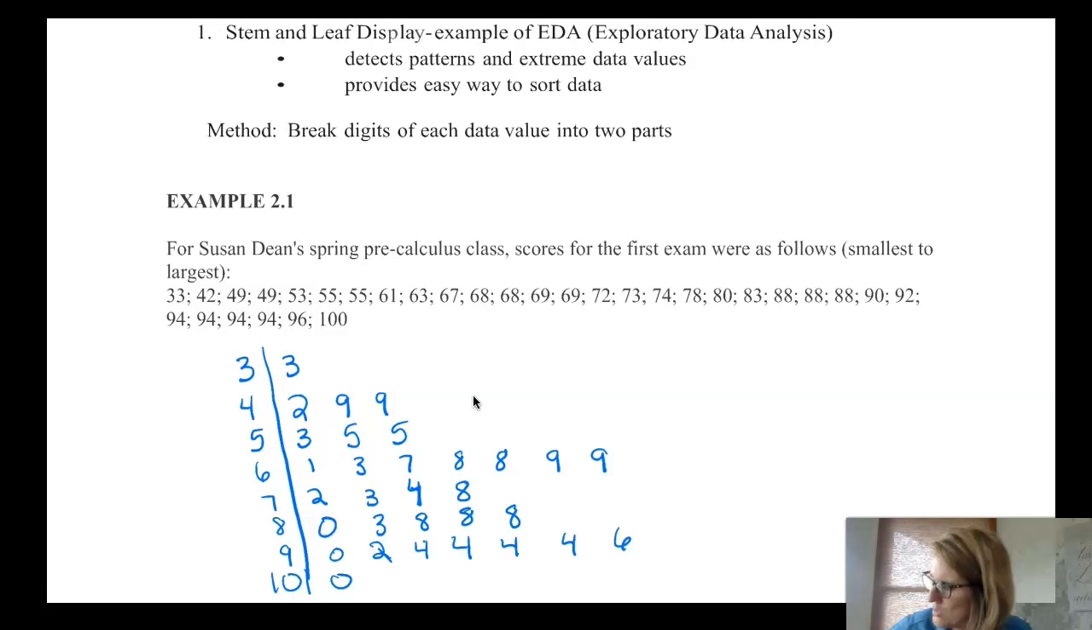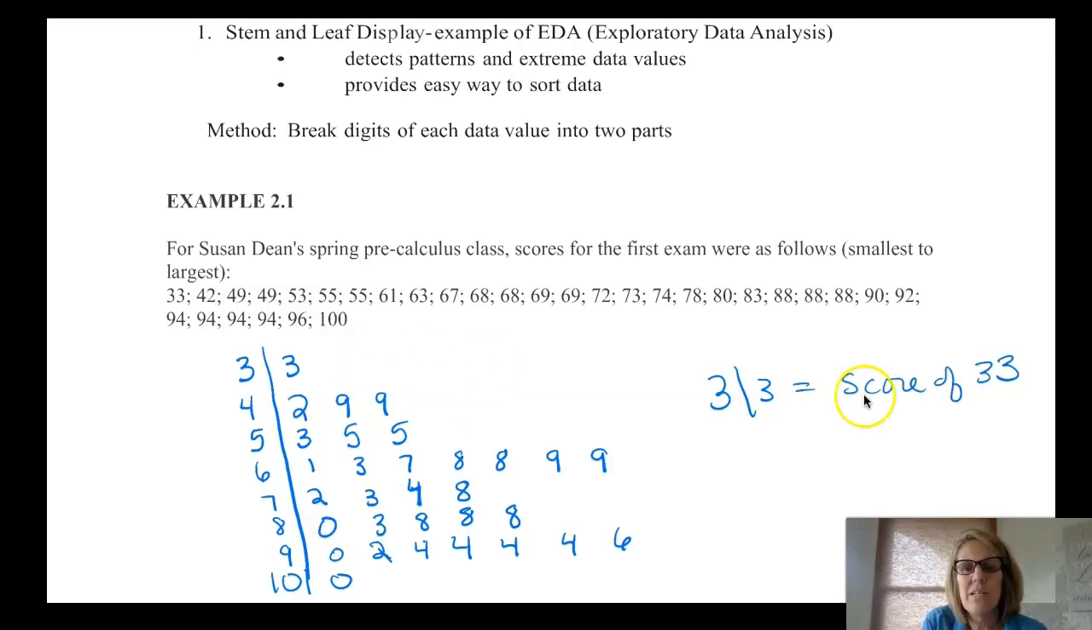Then what we need to do is we need to make a key. So off to the side here, I'm just going to pick any number. I'll use 33. 3|3 equals a score of 33. Okay, so if it would have equaled percent or inches, we put the unit here. This is called our key. So make sure you write a key for all your stem and leaf displays. Now, this won't be as important on the homework. I don't think they're going to ask you for this, but when I ask you to do the worksheets or the midterm, make sure you show the key.